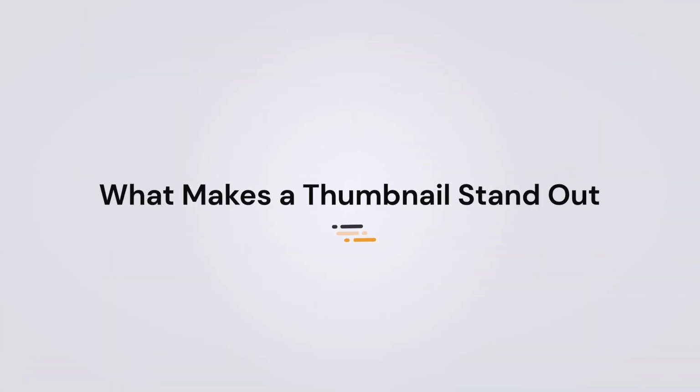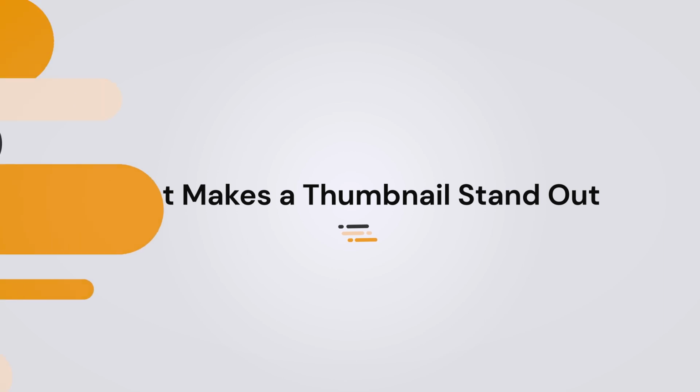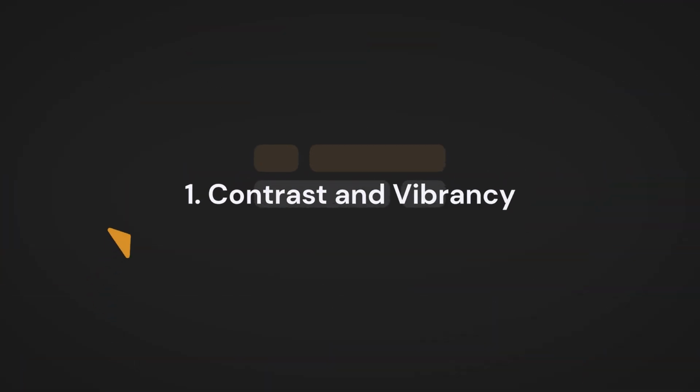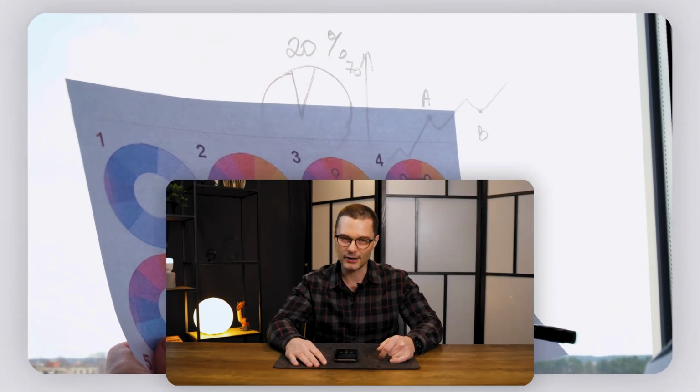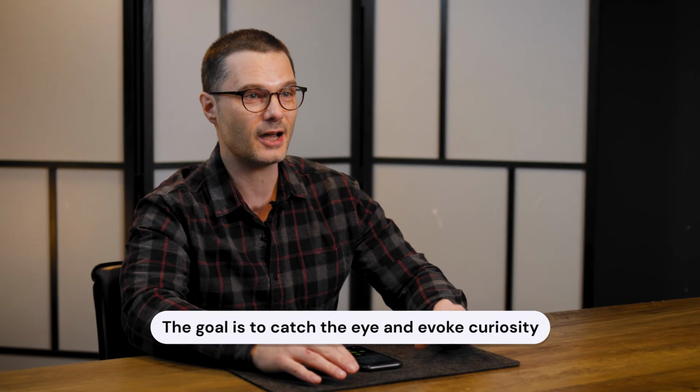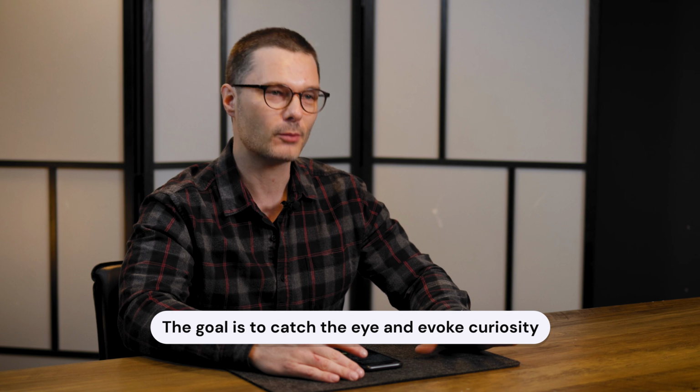What makes a thumbnail stand out and be click-worthy? Number 1, contrast and vibrancy. Thumbnails that make effective use of contrast and vibrant colors tend to stand out in a sea of content. The goal is to catch the eye and evoke curiosity, prompting users to click for more.